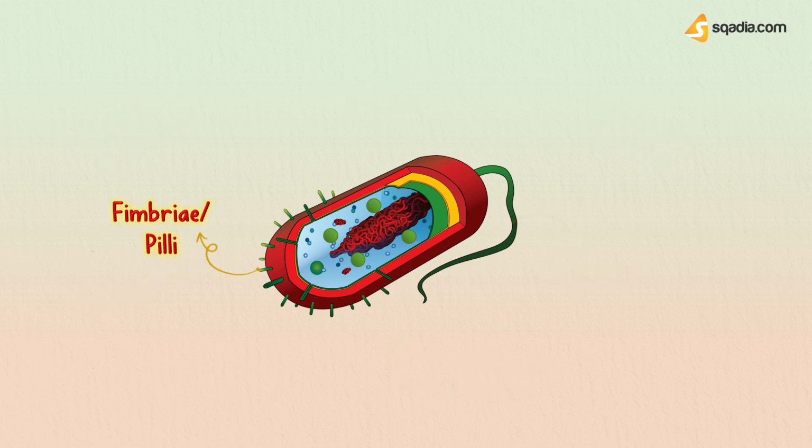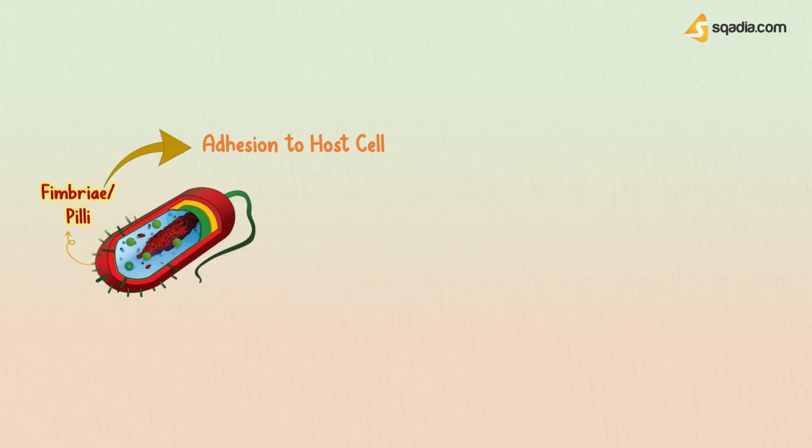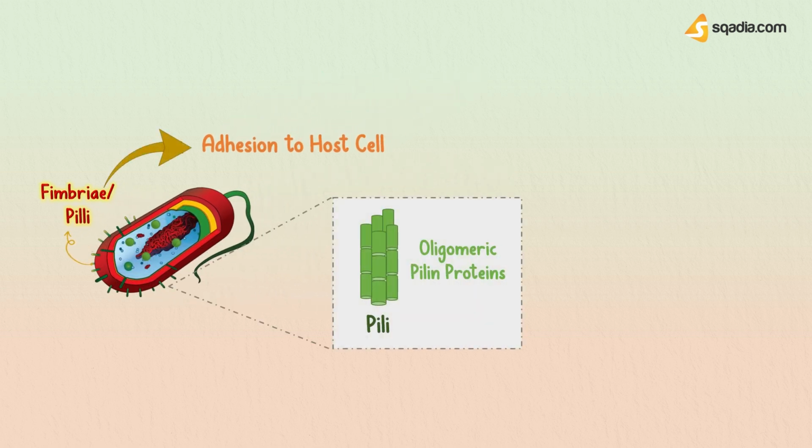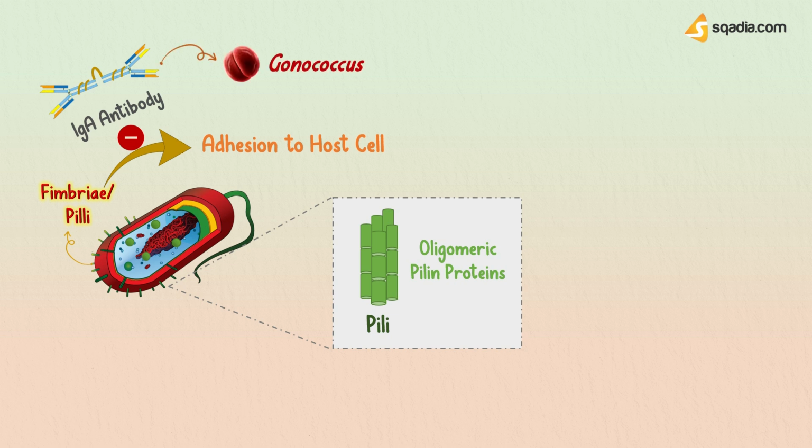Next up are pili, also known as fimbriae. Well, the pilus is a hair-like structure associated with bacterial adhesion to the host cell and related to bacterial colonization and infection. Pili are primarily composed of oligomeric pilin proteins, which arrange helically to form a cylinder. Now, the antibody can prevent the adhesion through pili to host cell. One example being the IgA antibody against gonococcus.